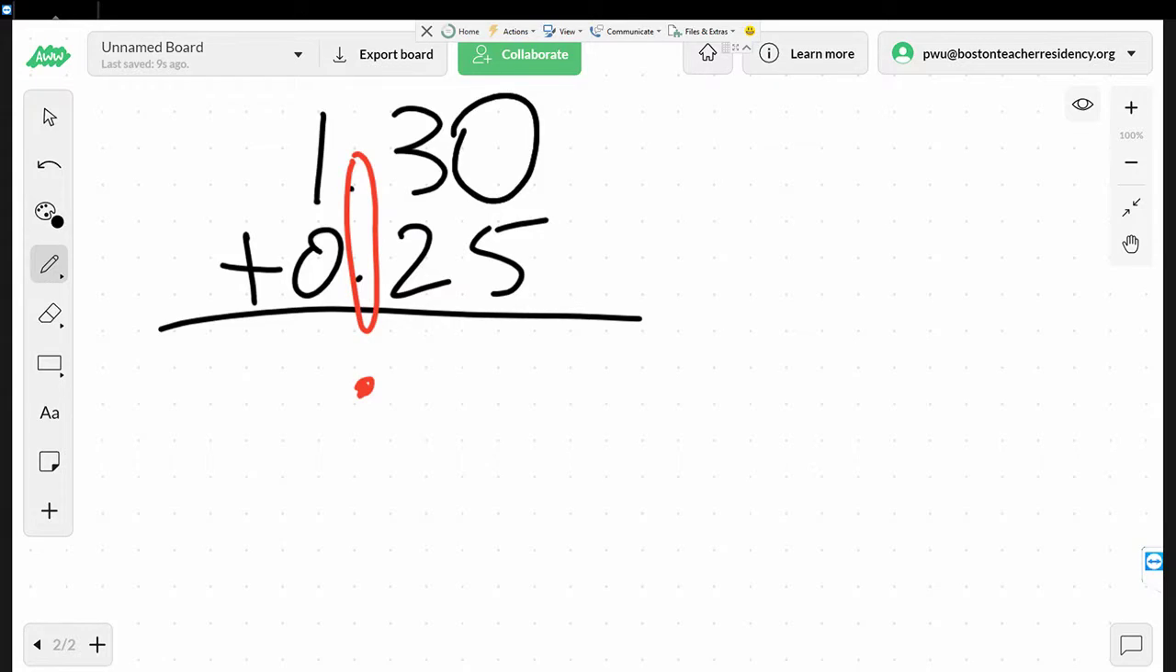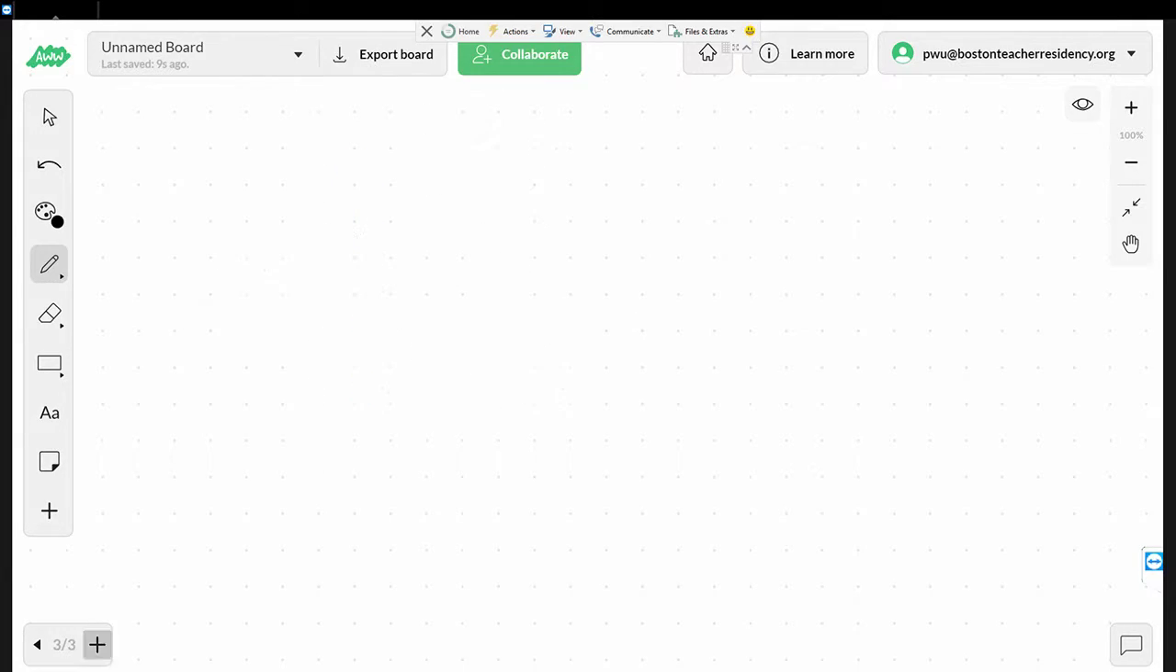So then we just add. We have 5 plus 0 is 5. 3 plus 2 is 5. 0 plus 1 is 1. So 1.3 plus 0.25 would be 1.55. Subtracting works the same way, but just as a quick reminder, you have to make sure you are borrowing.